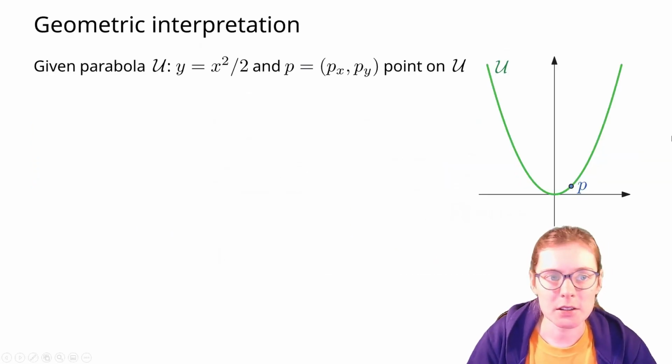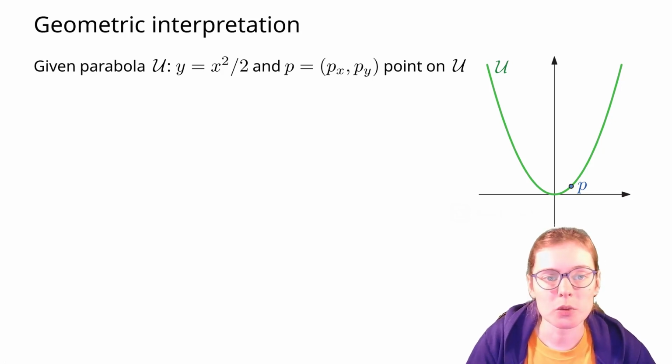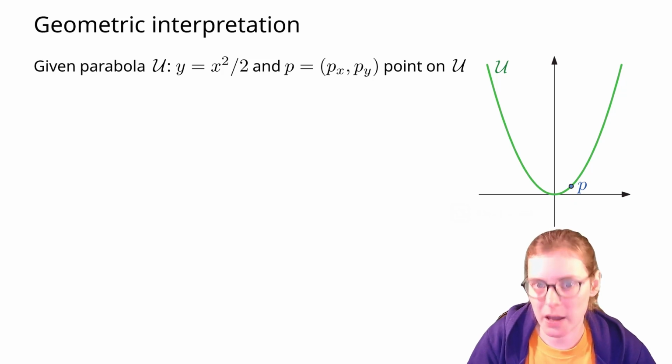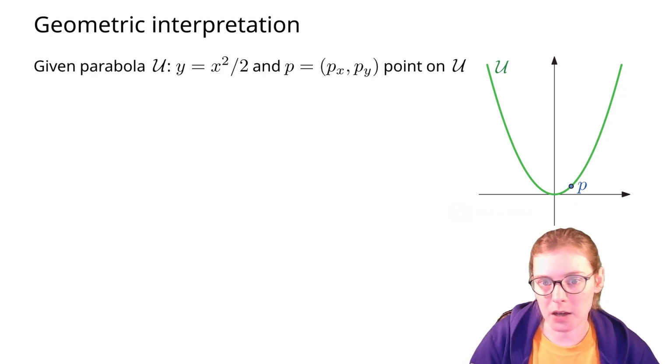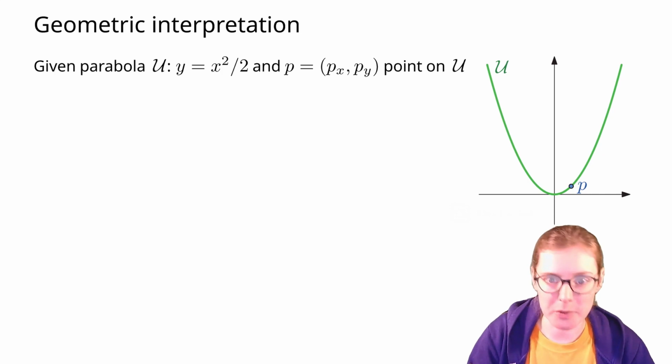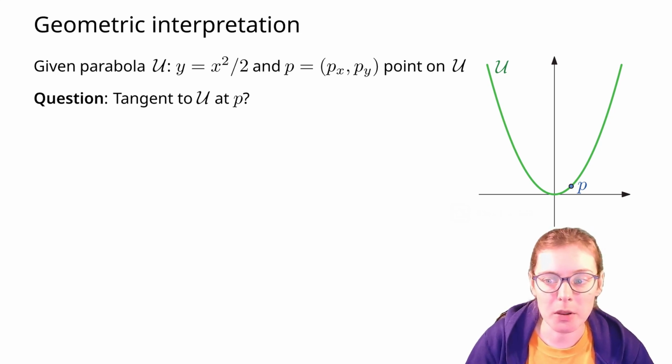Now let's consider this very interesting geometric interpretation of duality, which will be helpful when we try to construct dual points and lines by hand. Consider the parabola x squared over 2, and let point P with coordinates px, py lie on this parabola. Take a moment to think about the following question. What is the line tangent to the parabola at point P?